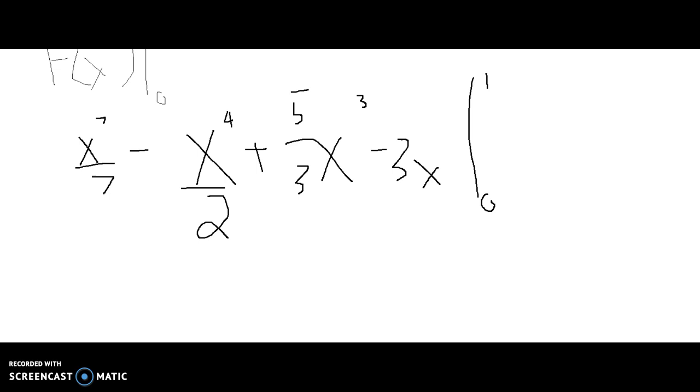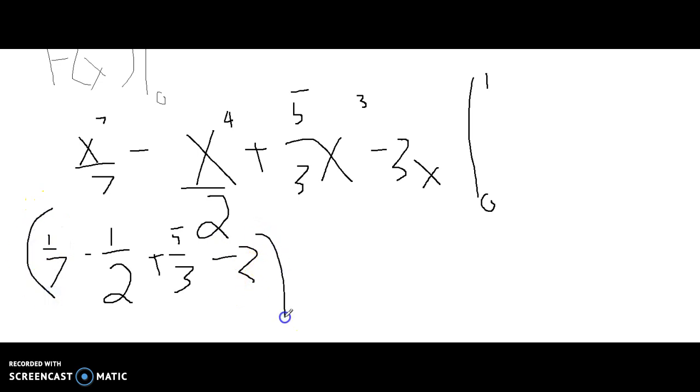So after you found the antiderivative equation for this problem, we're just going to plug 1 in for big F of x, and then plug in 0 for big F of x. So essentially what you're going to get is 1 over 7 for this. For this, it's going to be minus 1 over 2. This is going to be plus 5 over 3. Minus 3. So this is what big F of 1 equals.